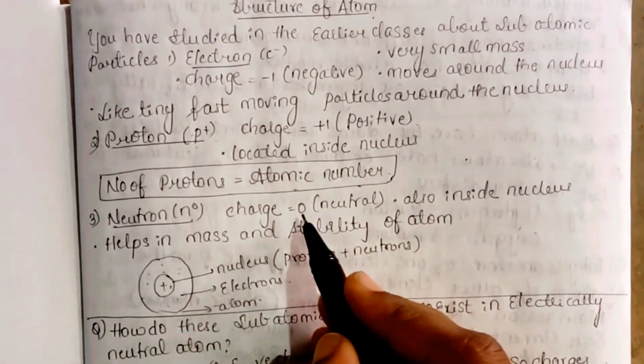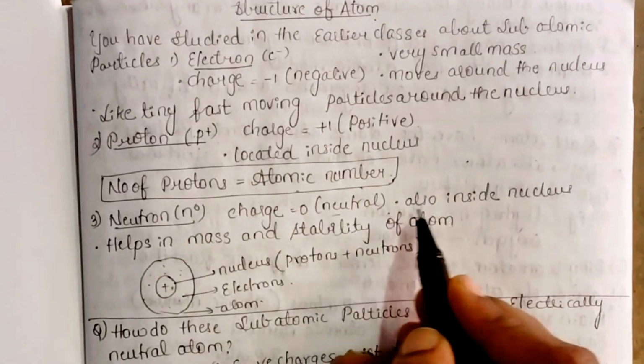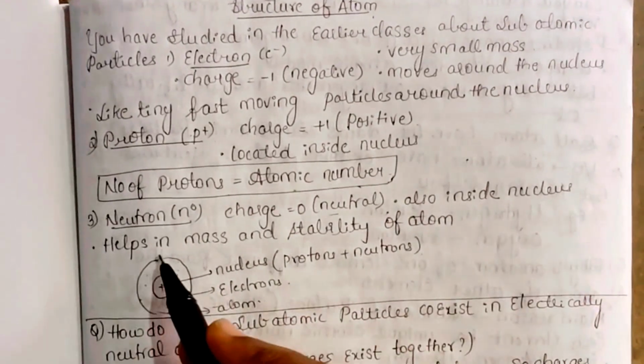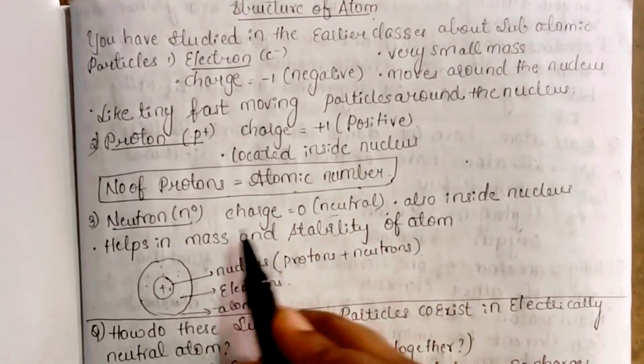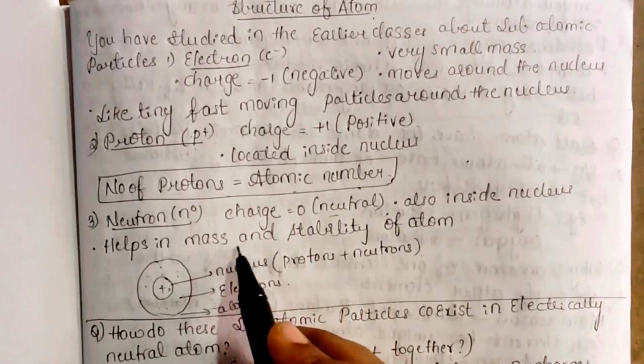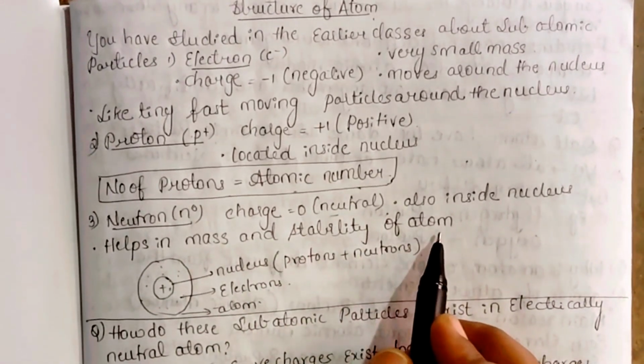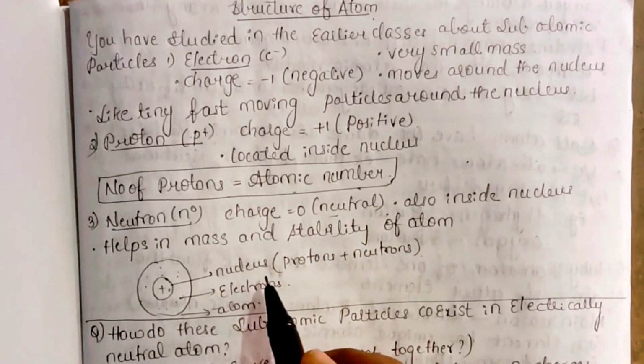Next is the neutrons. Charge is 0. It is neutral. Also inside the nucleus. Neutrons are also inside the nucleus. It helps in mass and stability of the atom. I explained how the neutron helps in mass and stabilizing the atom in the shorts video. You just check it out.